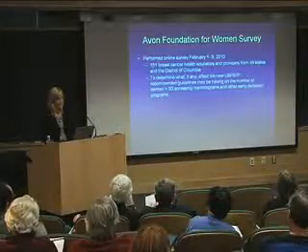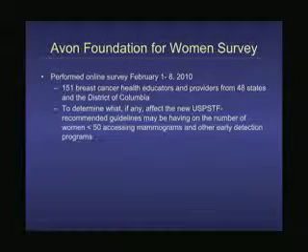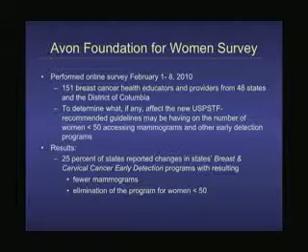The Avon Foundation for Women did this survey the first week in February. We participated in that. They surveyed 151 breast cancer health educators and providers from 48 states, including the District of Columbia, and they were trying to figure out what's happened so far since these guidelines have come out. 25% of the states have reported some change in their state screening program for uninsured and underinsured women, finding that fewer mammograms were being done, and some programs were eliminating women under the age of 50 altogether.